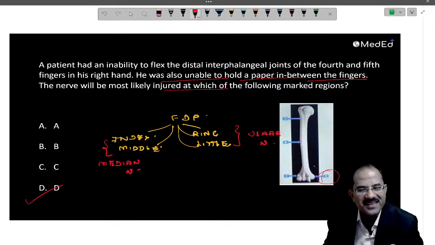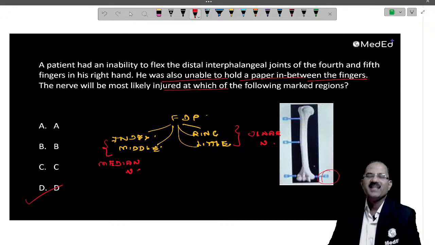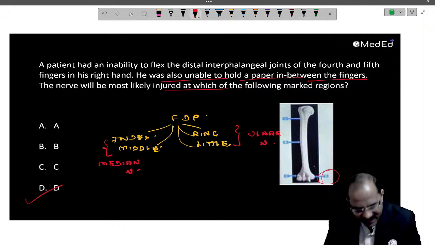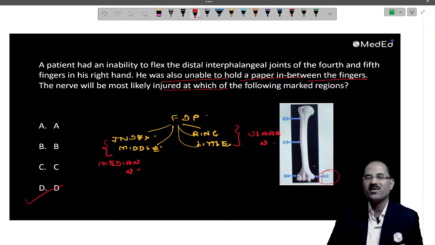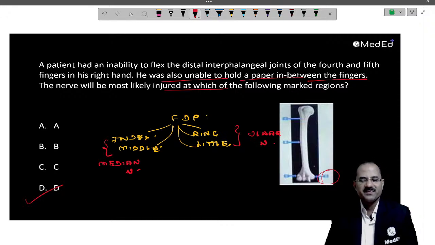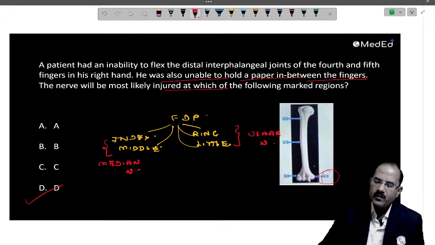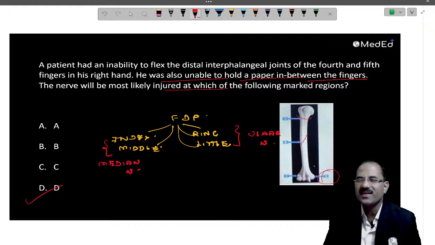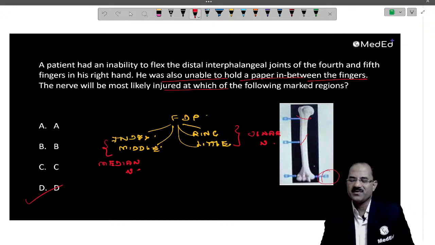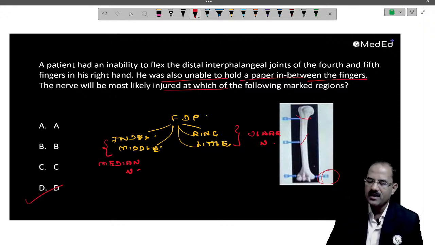It goes behind the medial epicondyle, correct? The nerve goes behind the medial epicondyle. The nerve gets injured behind the medial epicondyle. That's the ulnar nerve. Which is the nerve which winds around the neck of the humerus? That's the axillary nerve. Which is the nerve going like this through the spiral groove? That's the radial nerve. Perfect. The answer is D for this. I hope I'm clear to all of you.